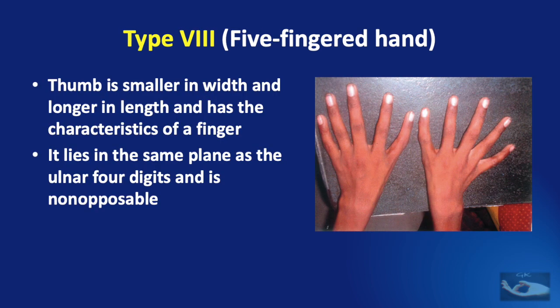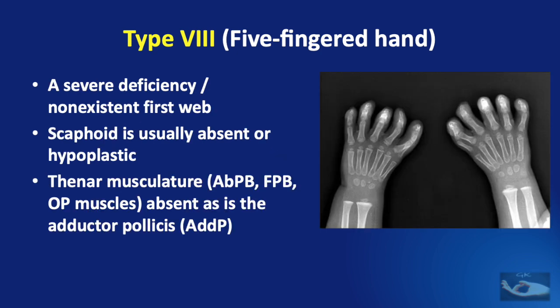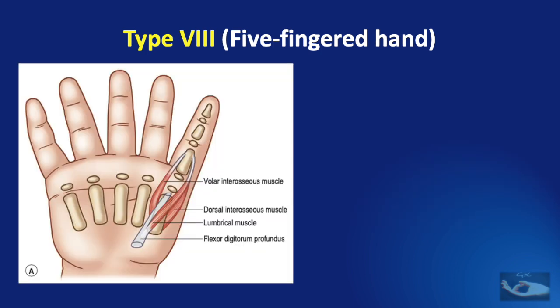In type 8, known as the five-fingered hand, the thumb is smaller in width and longer in length and has the characteristics of a finger. It lies in the same plane as the ulnar four digits and is non-opposable. The thenar musculature, that is the abductor pollicis brevis, flexor pollicis brevis and the opponens pollicis muscles are absent, and the adductor pollicis is also absent. But the first dorsal interosseous, volar interosseous and lumbrical muscles are present in this ray, which anatomically is a finger and not a thumb. So the patient usually tries to flex and autopronate this ray to act like a thumb.